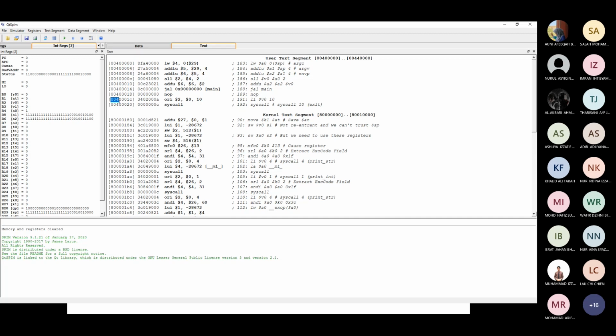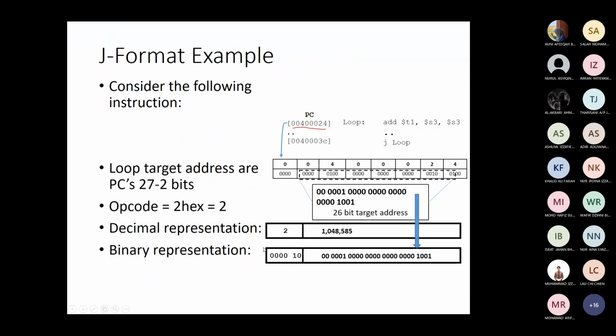So you can just refer to the Qt stream here. As you can see, 0040000, like that. So this is the content of your PC. In this example, they use a PC of 004000024, and then they have a loop ADD T1 S3 and S3. At the end of a certain instruction, they want you to jump to the loop. So where do you want to jump? They want you to jump to this position, 004000024, whereby this is where the loop is.